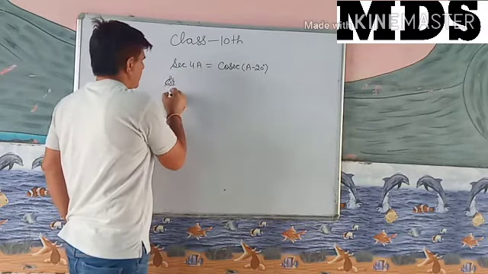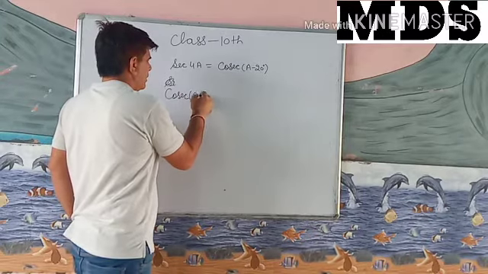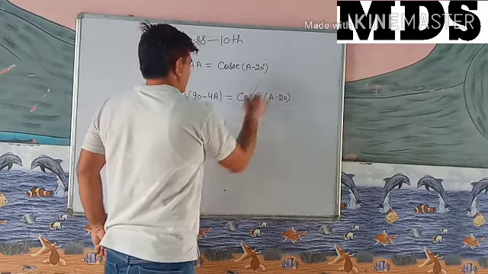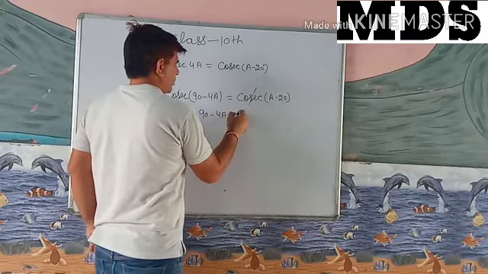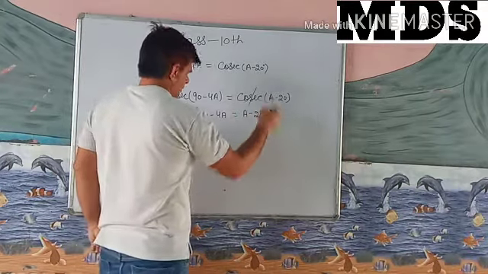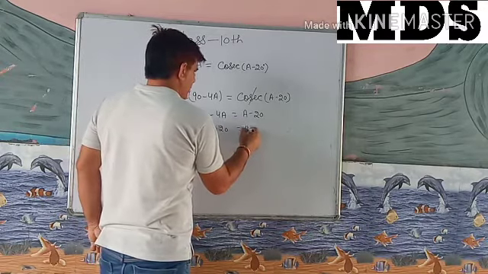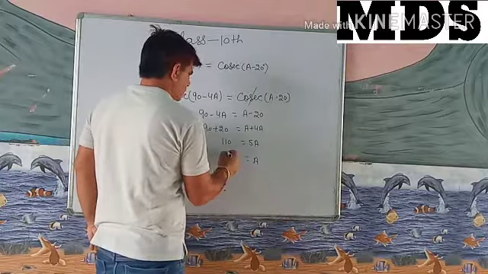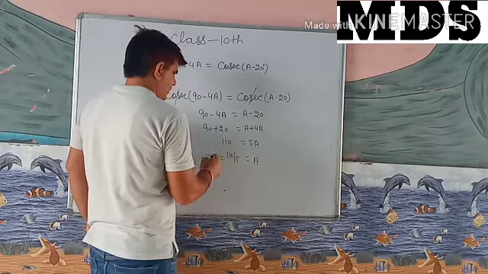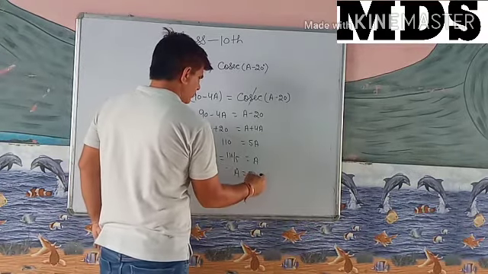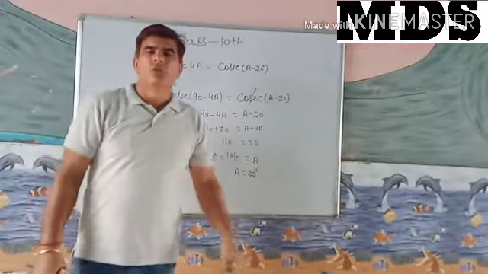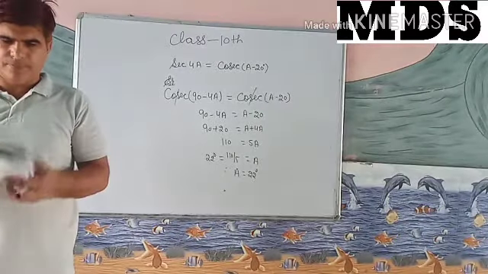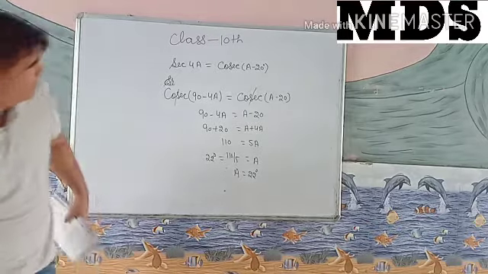So this you can write secant 4A as cosecant (90 minus 4A) equal to cosecant (A minus 20). This cancels, 90 minus 4A is equal to A minus 20. Take it inside, 90 plus 20. A plus 4A is 5A, equal to 110. So A equals 110 divided by 5, which is 22. Therefore A is equal to 22. And satisfying that condition also, 4A is equal to 22 multiplied by 4, which is 88, which is less than 90. This we can erase.